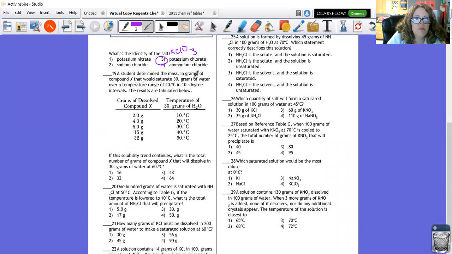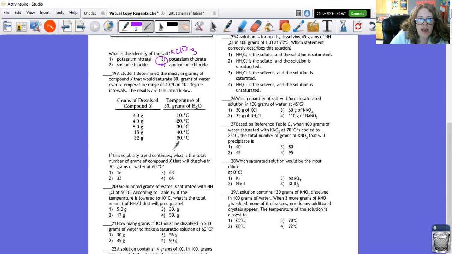So a student determines the mass in grams of compound X that would saturate 30 grams of water over a temperature range of 40 degrees and 10-degree intervals. Here's our results. If the solubility trend continues, what is the total number of grams that will dissolve in 30 grams of water at 60 degrees?